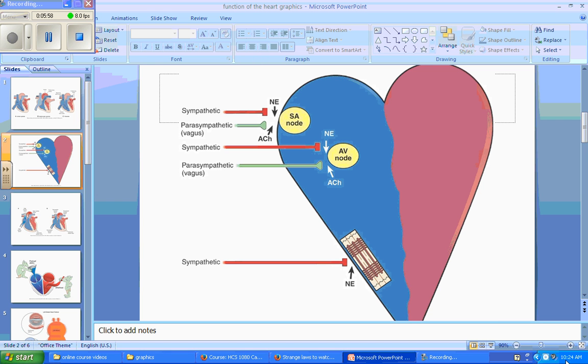There are essentially three control systems that affect the heart in terms of innervation. The heart is innervated in the sinoatrial node, the atrioventricular node, and the myocardial fibers of the ventricle by the sympathetic nervous system. Now, the sympathetic nervous system you can think of as your gas pedal.